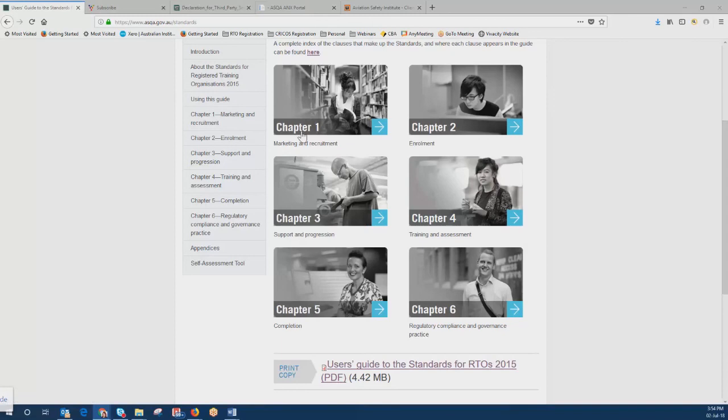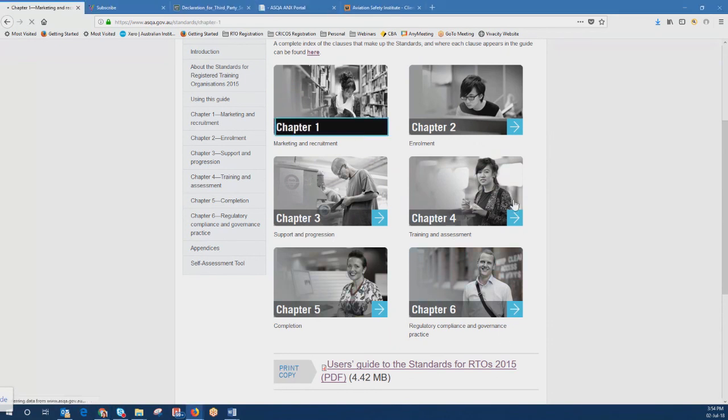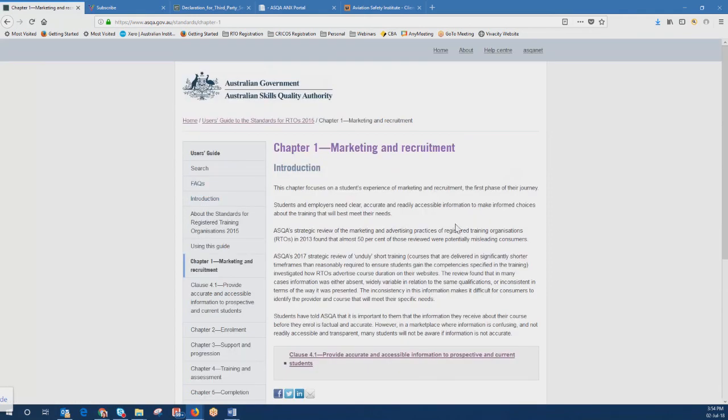You'll see now that they've been rewritten. I'm on the ASQA website here. They've now got chapters: chapter one is marketing and recruitment, chapter two is enrollment, chapter three is support and progression, chapter four is training and assessment. So all of the standards are now in student journey.